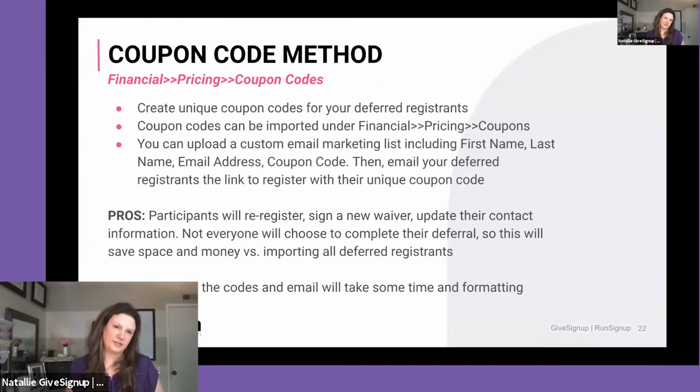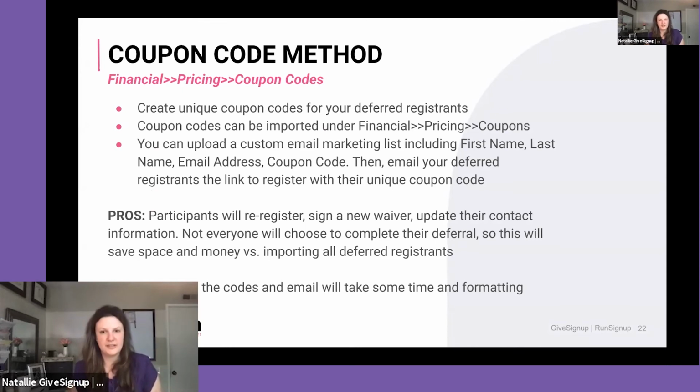So the next option is giving people coupon codes. So you can create unique coupon codes for your deferred registrants. Those can be uploaded in bulk under financial pricing coupons, and then you could use a custom email marketing list to email your deferred registrants their unique coupon code.